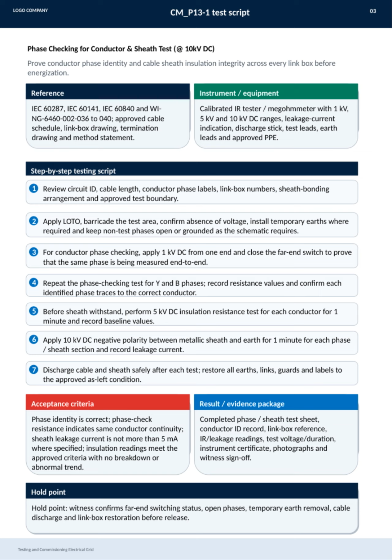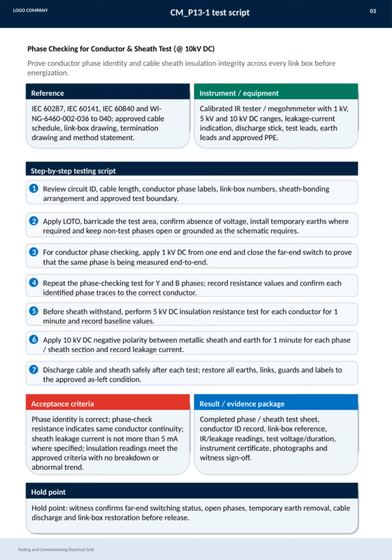Before sheath withstand testing, we perform a 5 kV DC insulation resistance test for 1 minute on each conductor, recording baseline data. Then, we apply 10 kV DC negative polarity between the metallic sheath and earth for 1 minute per phase or sheath section, carefully recording leakage current. After each test, it is imperative to discharge the cable and sheath safely, restoring all earth connections, links, guards, and labels to their approved as left condition.